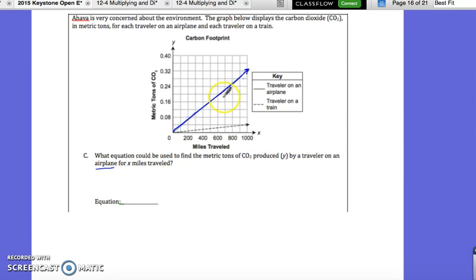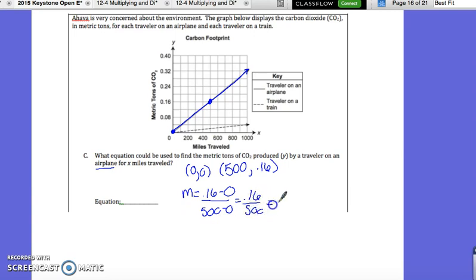Well, I need to find two ordered pairs. Nicely, we have 0, 0 as our y-intercept. And then I looked and I found another ordered pair. And I thought, well, 500, comma 0.16. So I went ahead and I found my slope, m equals 0.16 minus 0 over 500 minus 0. So we have 0.16 over 500, which is 0.00032. My y-intercept we already know is 0, so my equation is just y equals 0.00032x.